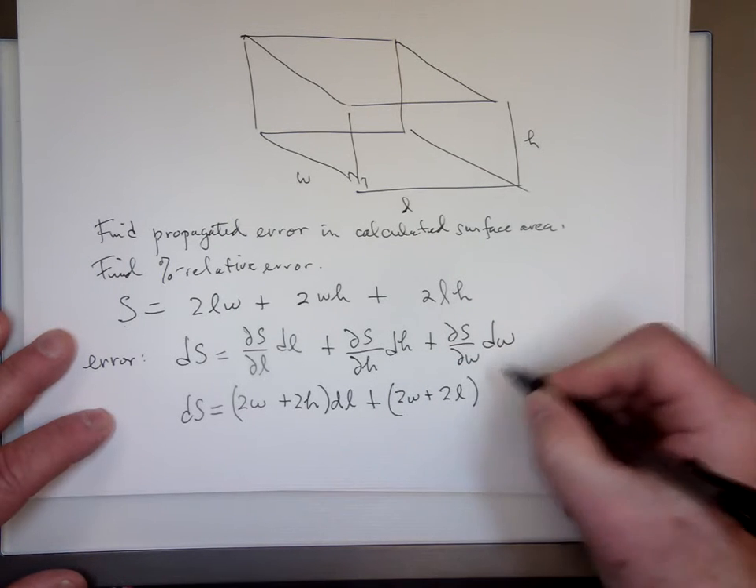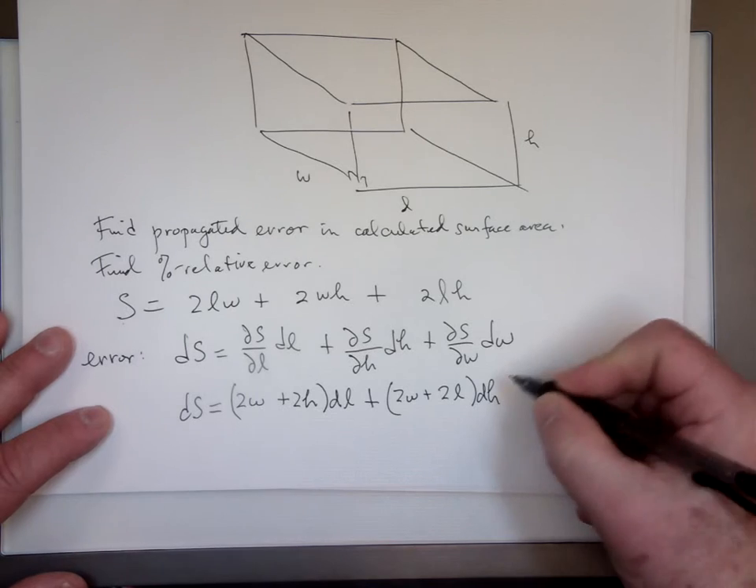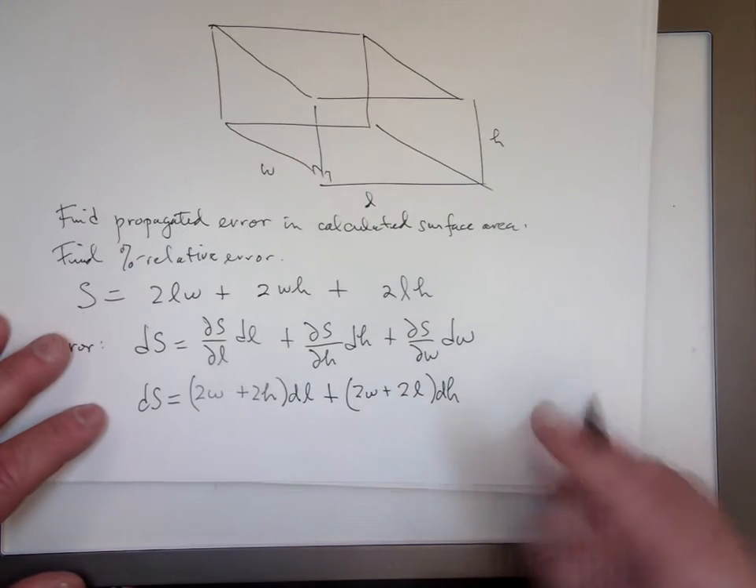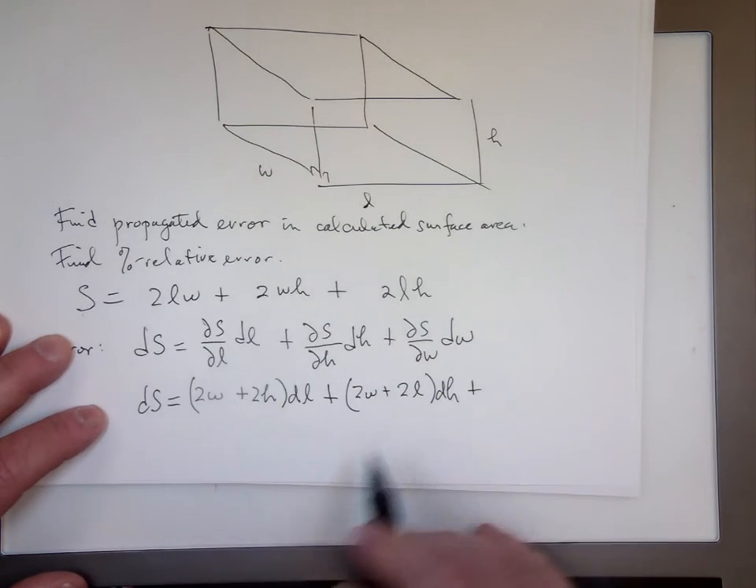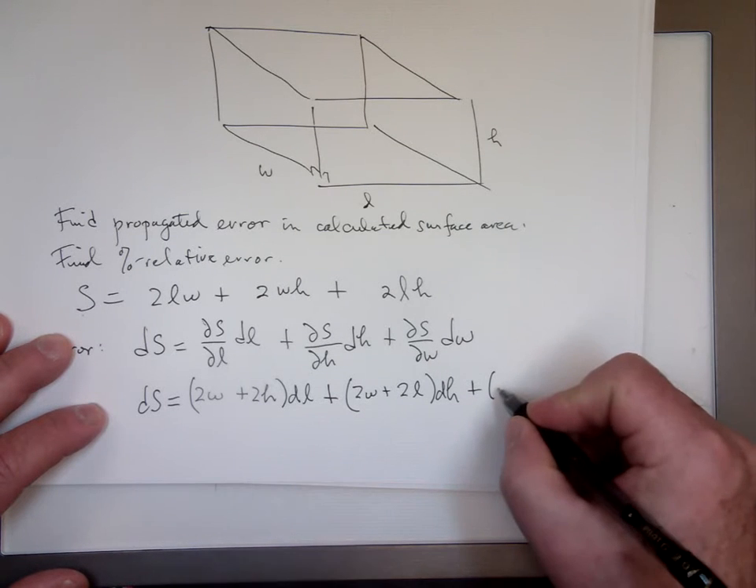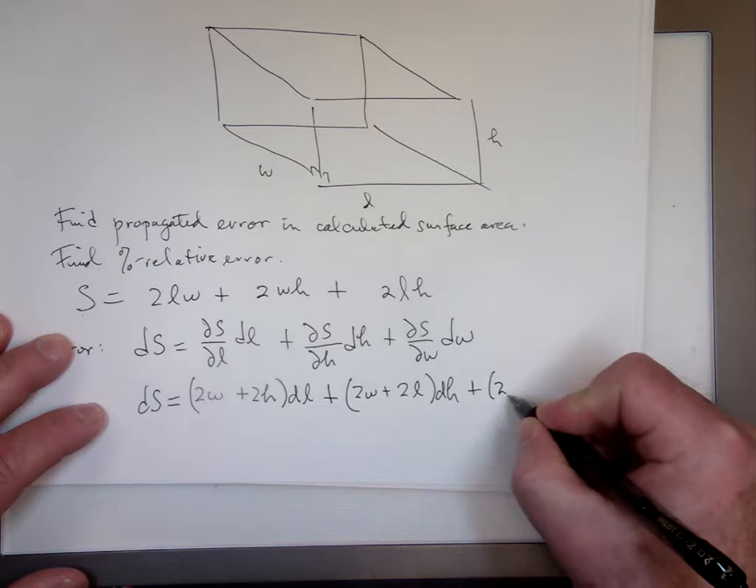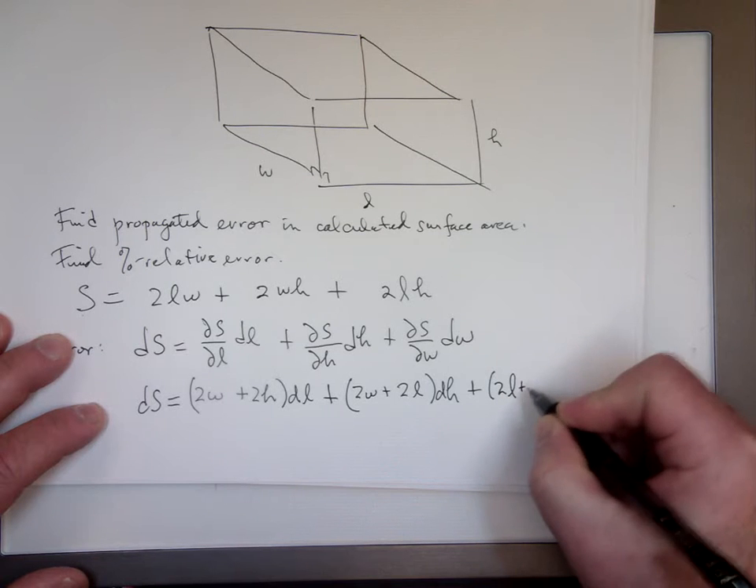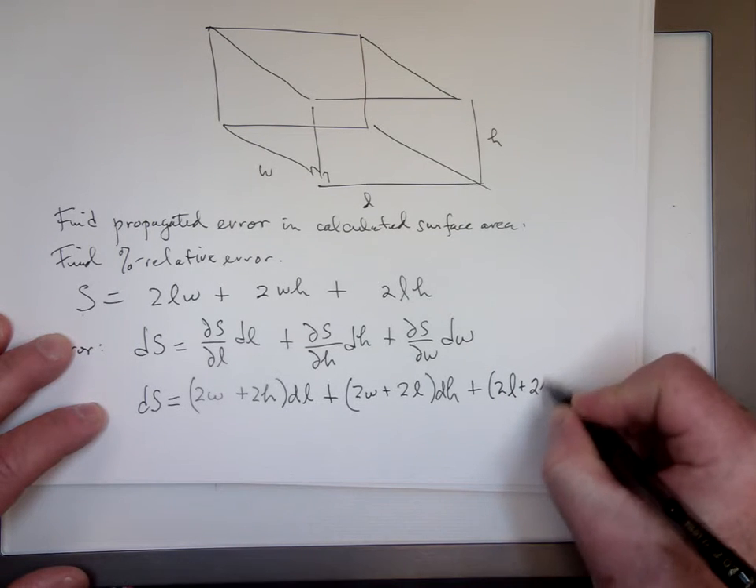Yeah, you're a little too slow. All right. I'm sorry. Plus partial of S with respect to W. Okay.